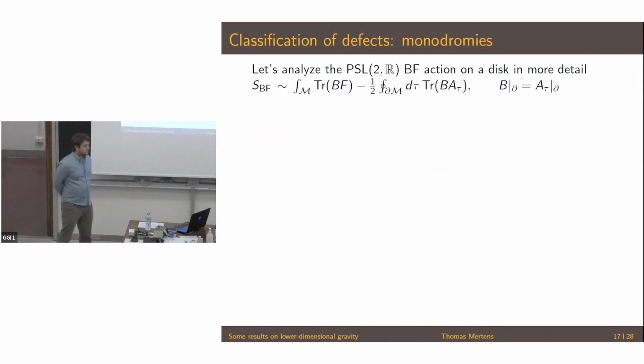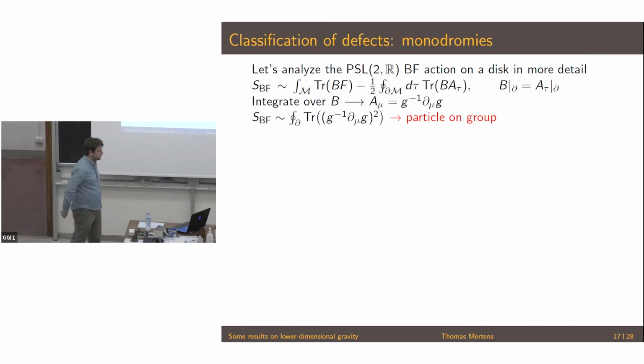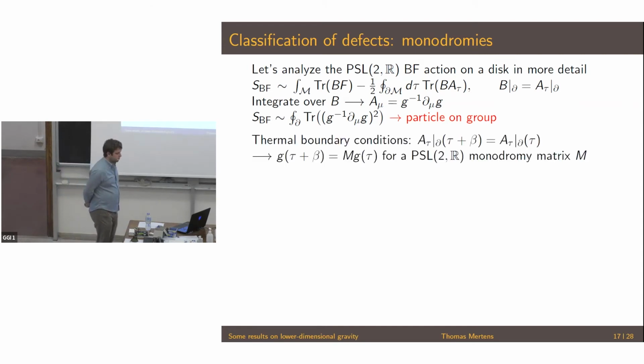Okay, so let's analyze this PSL2R BF action on a disk in a little bit more detail. Here I just retake this BF model with this boundary term. Now, one convenient way to handle this quantum mechanically, so we imagine we have this in a path integral, is that we path integrate over B. This forces F to be 0, so A mu should be writable as g^-1 d_mu g, at least on the disk. Then you plug that back in the boundary action, and the total action reduces to just the boundary action, which is the particle on a group model.